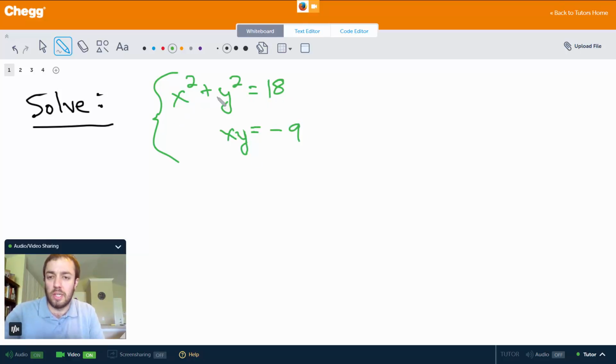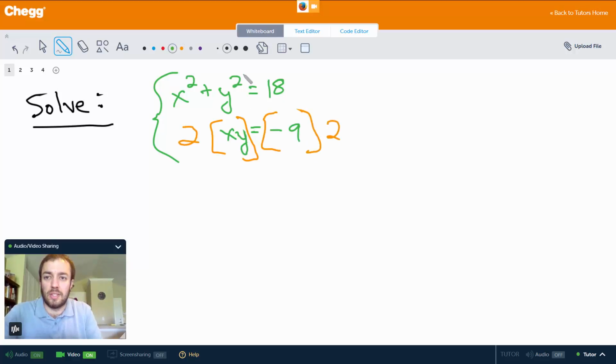So we have x squared plus y squared equals 18, and x times y equals negative 9. So this system is very nonlinear because we have the x squared and the y squared. We got x's being multiplied by y's. So this is not linear at all. But what we can do is try a trick that we can also use for linear systems. So what I want to do is multiply the second equation, both sides of that, by 2.